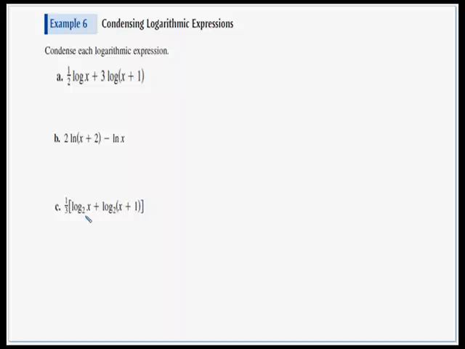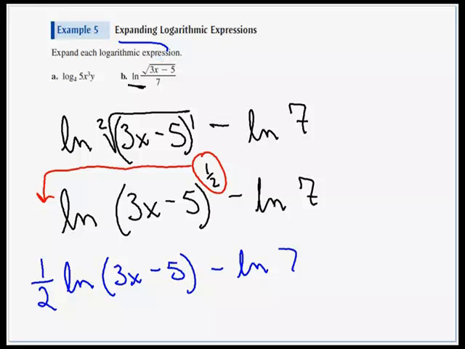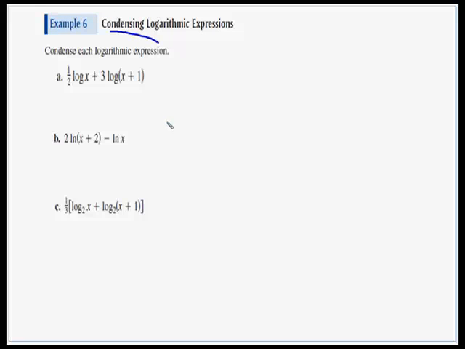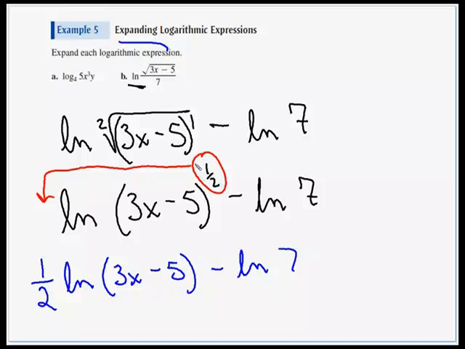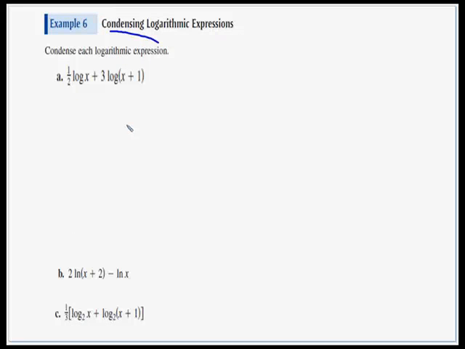In example 6, we're going to reverse the process. Instead of breaking them apart and expanding the log expression, we're going to condense it. We're going to take what they give us and make it boil down into a more short and concise expression. So the first thing I want to do, well, one of the last things we did here is brought these exponents down. When we reverse the process, that's the first thing we want to get rid of.